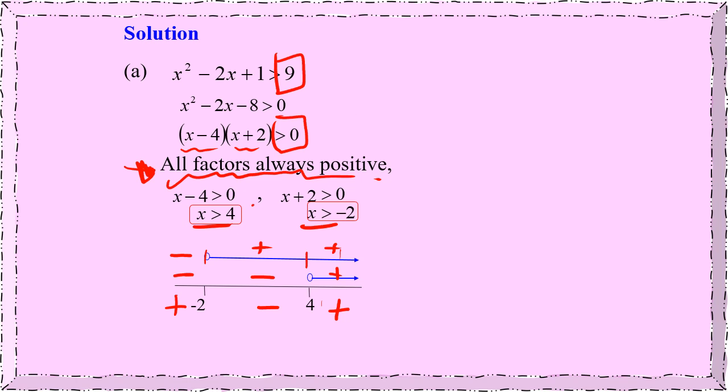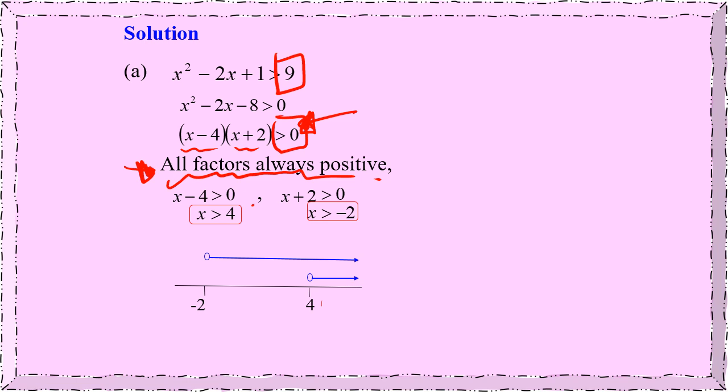But the one we want to find for the question, here after factorize, we want it more than 0. So more than 0 will be the positive area. So we take these two positive answers lah. So the answer should be for x less than negative 1 or x more than 4. Okay, so let's see back how to solve this one.